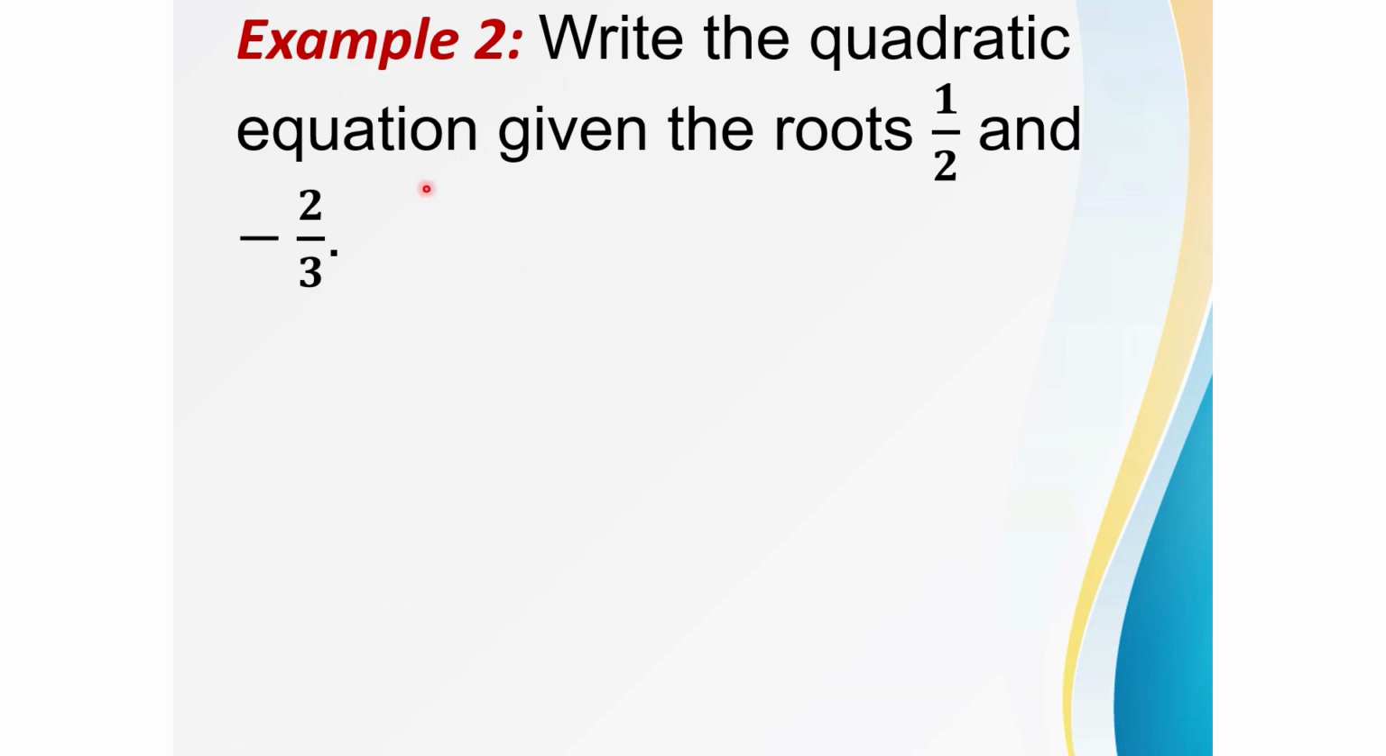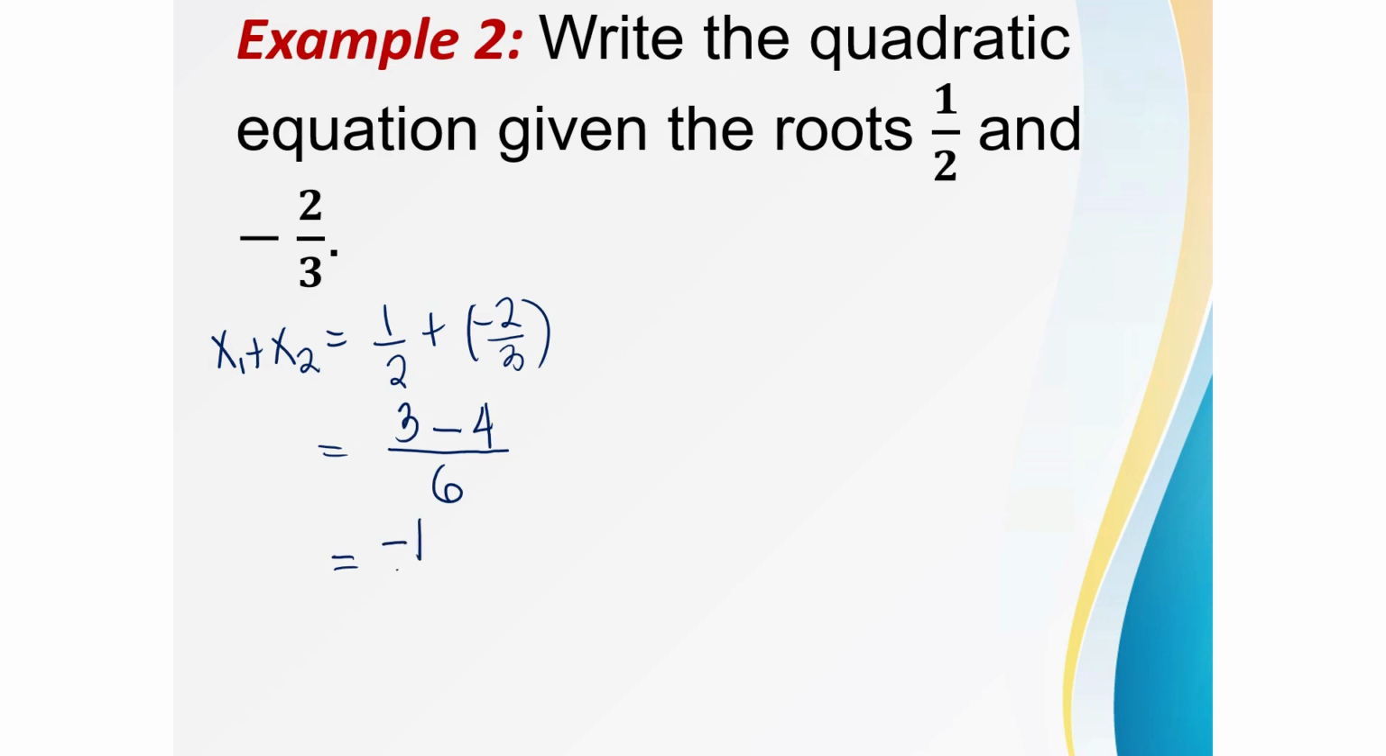Example 2, write a quadratic equation given the roots 1/2 and negative 2/3. So, again, determine the sum x sub 1 plus x sub 2 is equal to 1/2 plus negative 2/3. So, since this is fraction, find the LCD. The LCD is 6. 6 divided by 2 is 3 times 1 is 3. Then 6 divided by 3 is 2 times negative 2 is negative 4. So, plus negative 4 is the same as minus 4. So, 3 minus 4 is negative 1 over 6.